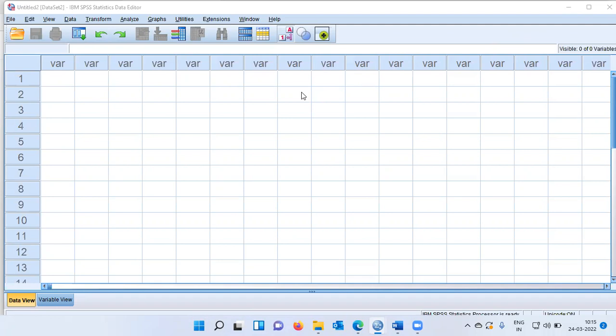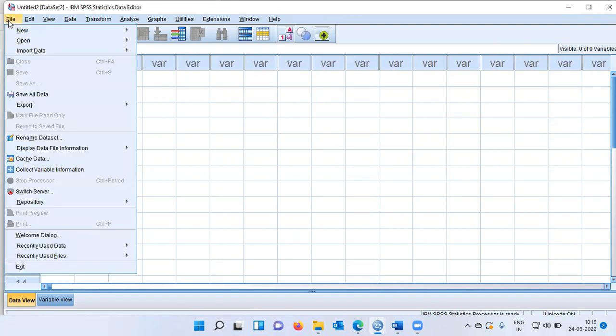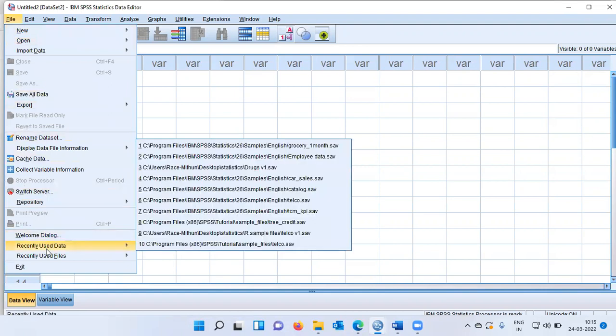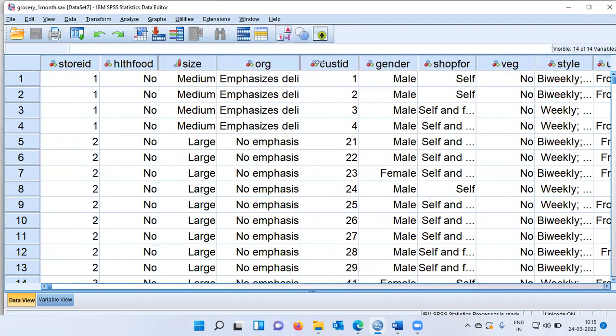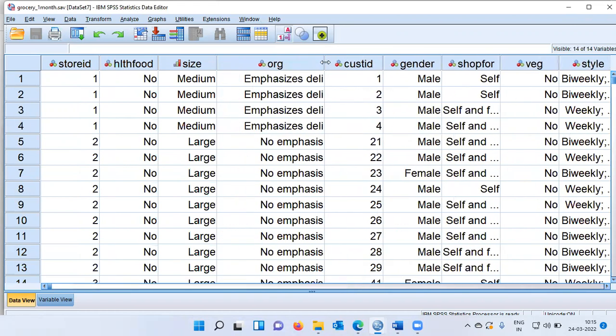As you can see, this is IBM SPSS screen. Let me choose the file menu. Go to recently used data. The very first file that you see is called as grocery. As the name itself suggests, it talks about customers' buying behavior.